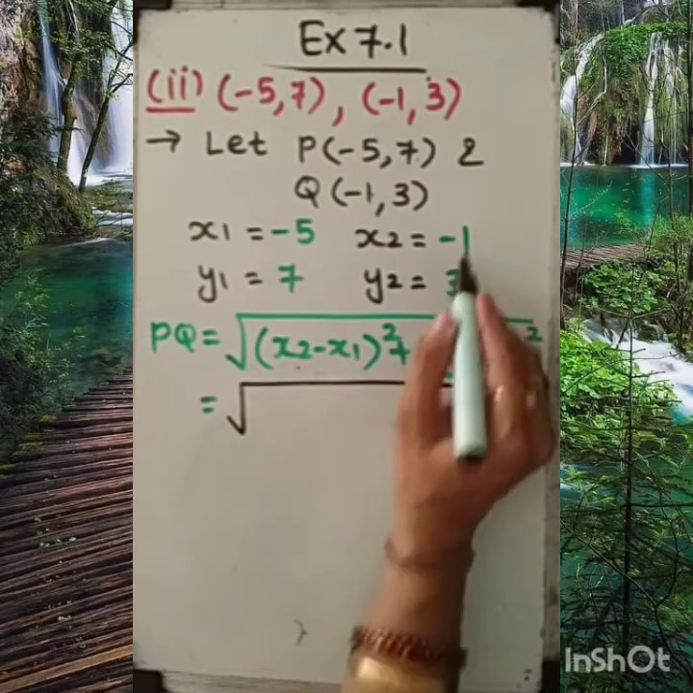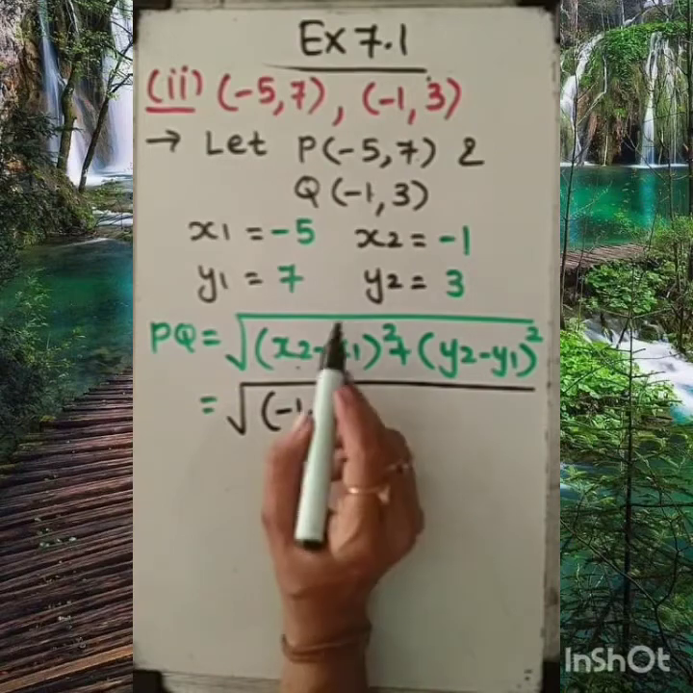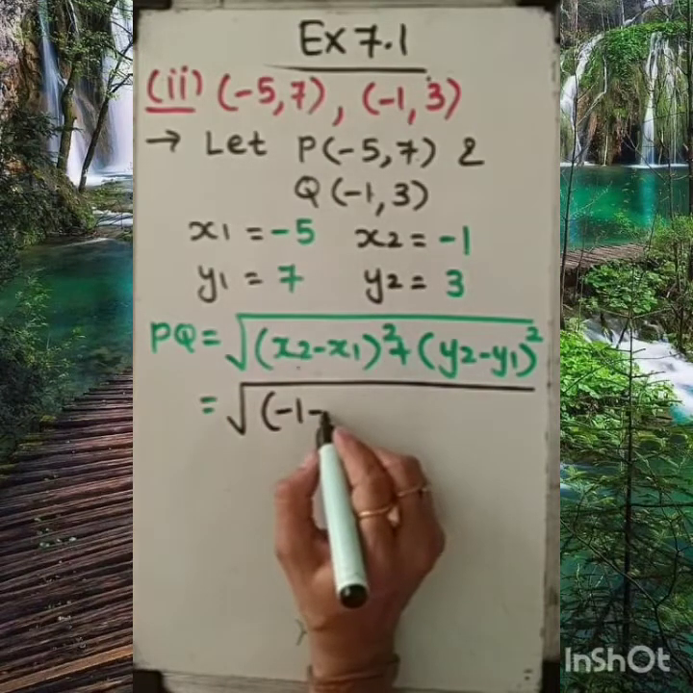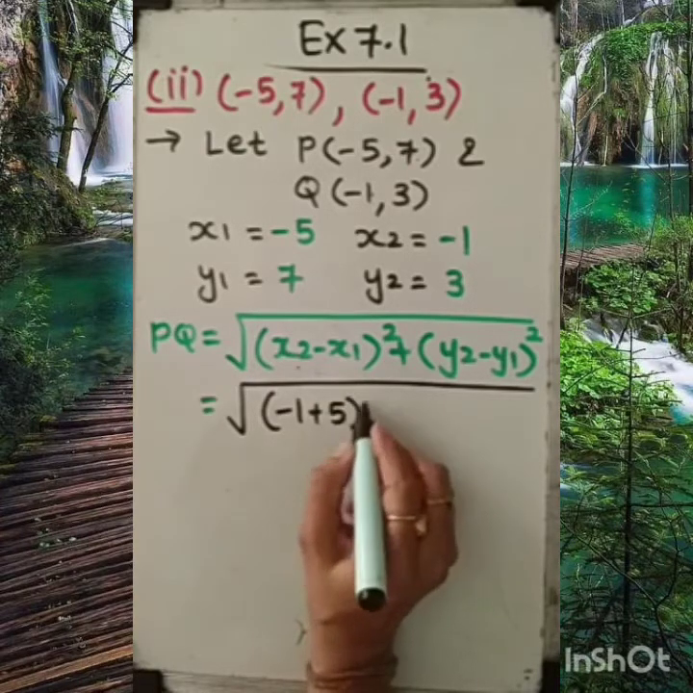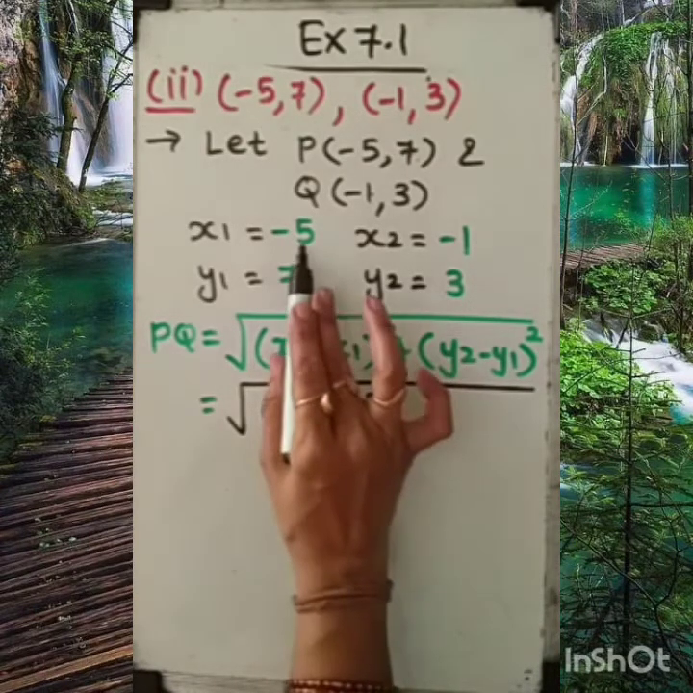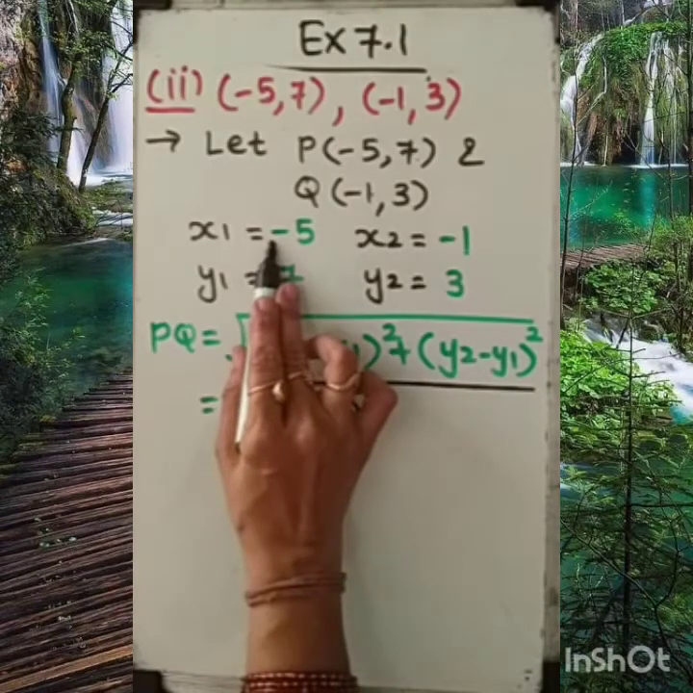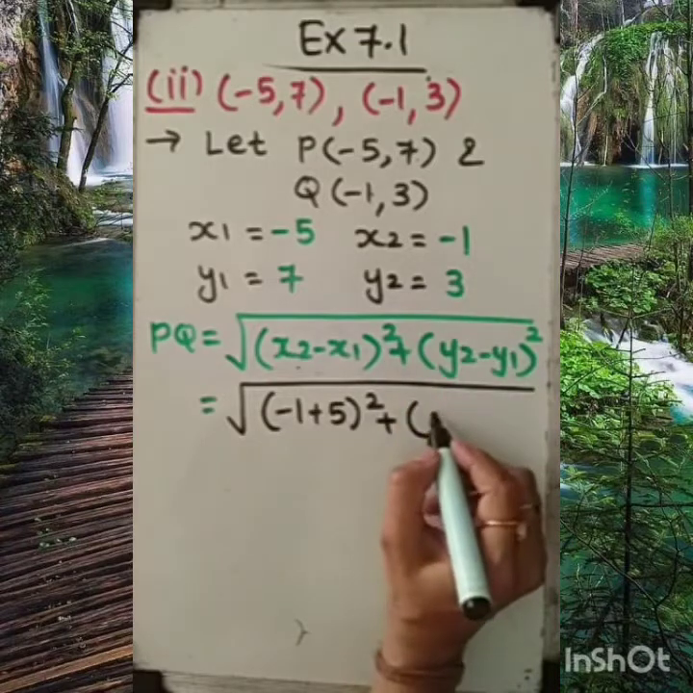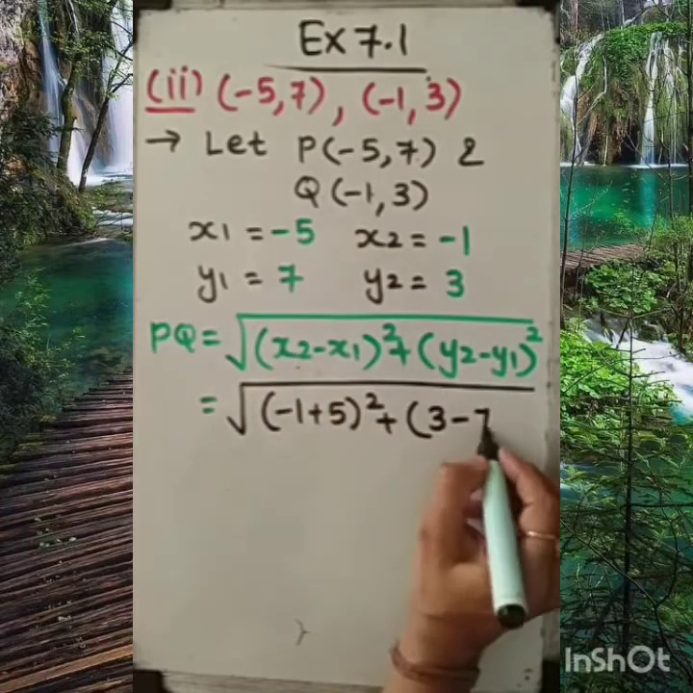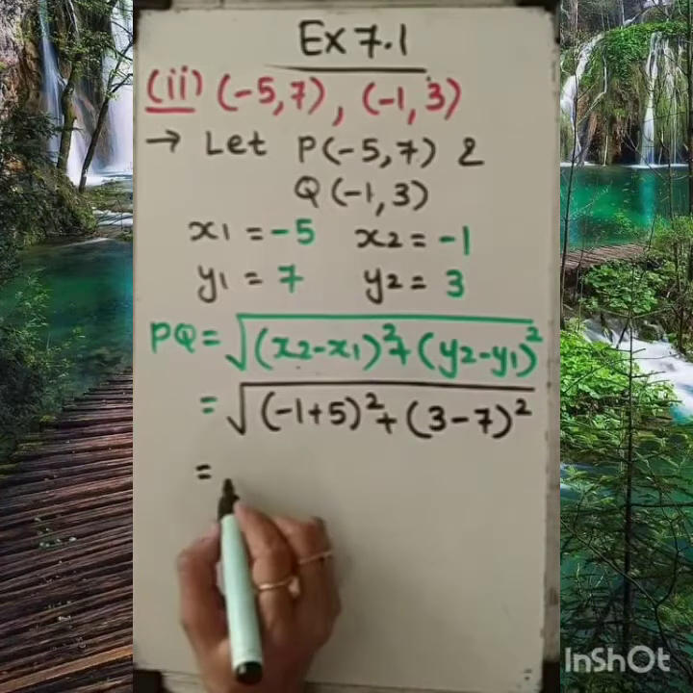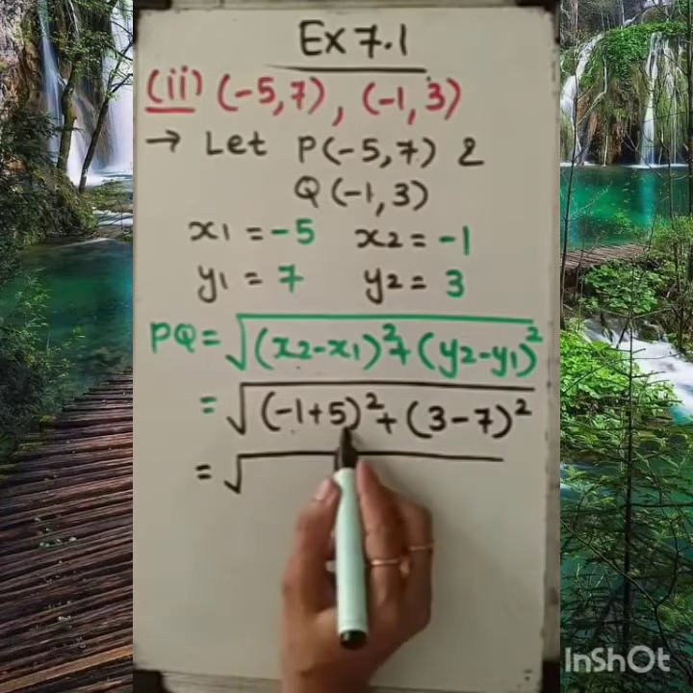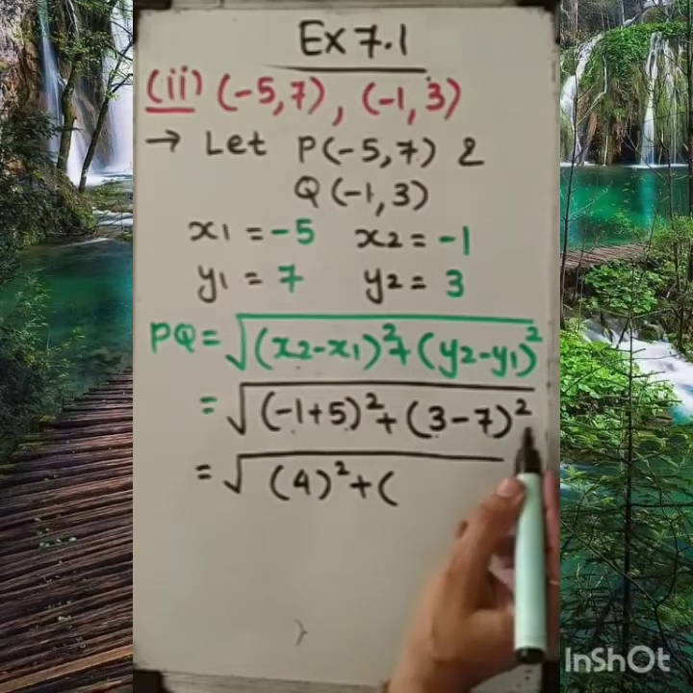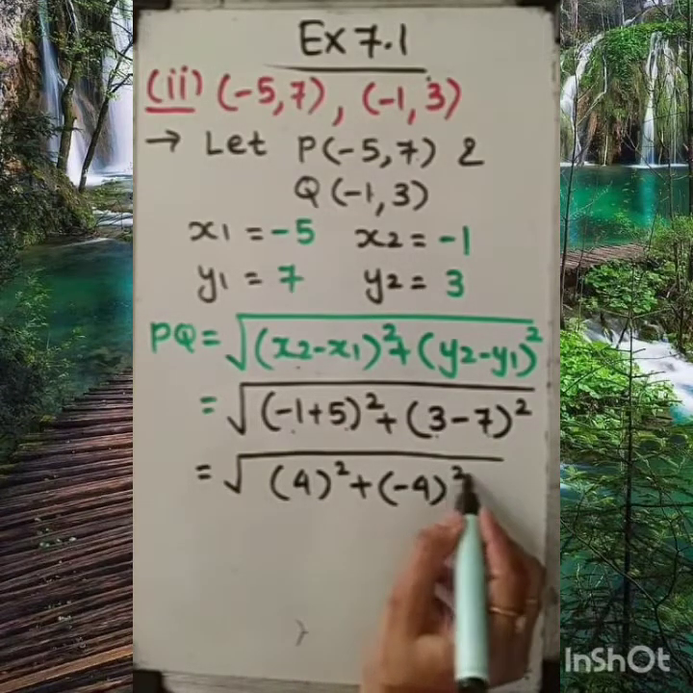Now we insert the proper values at the proper place. x2 is minus 1, minus x1, which is minus 5, my dear student. So minus plus. Be careful about this. Minus is already there and here it is minus, so minus plus. Work out on y2, which is 3, and y1, which is 7, whole square. So it is the square root of (minus 1 plus 5, which is 4) squared plus (3 minus 7, that is minus 4) squared.